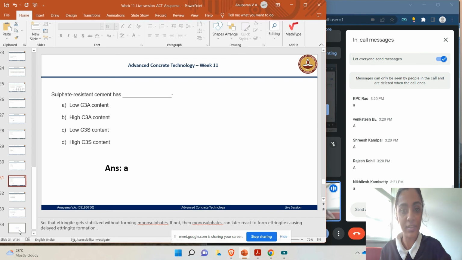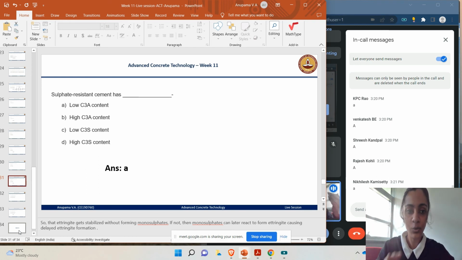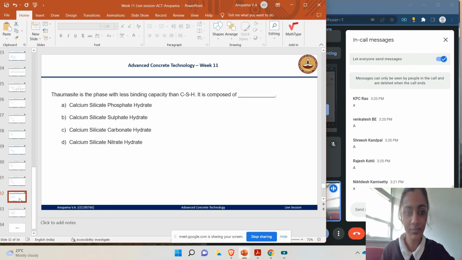So sulfate attack can occur if monosulfate is the major phase. We are not allowing the formation of monosulfate, we are stabilizing the ettringite so that it will not convert to monosulfate by reacting with C3A. So we are reducing the availability of C3A so that ettringite will be more stabilized. Only if it converts to monosulfate can it convert back to ettringite. So initially itself, we stop the reaction there. We are saying that ettringite has to be stabilized, and for that, we have to have a low C3A content. So the correct answer is A. Moving on to the next question.